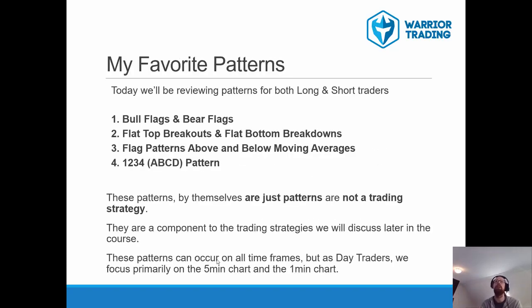So today we're going to be reviewing my favorite patterns. Now, these are valid both for long traders and short traders. The long side, of course, would be inverted for short bias traders. So we're going to look at bull flags to the long side and bear flags to the short side. Flat top breakouts to the long side, flat bottom breakdowns to the short side. Flag patterns above moving averages, pullback to moving averages, and flag patterns below moving averages, a pop up to the moving average for a fade. And then number 4 is the 1, 2, 3, 4, also known as the ABCD pattern.